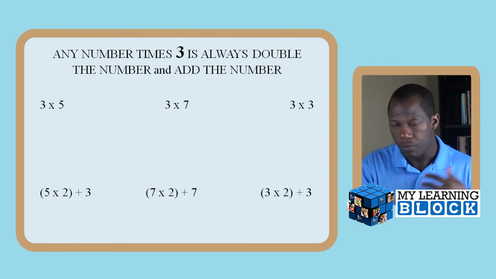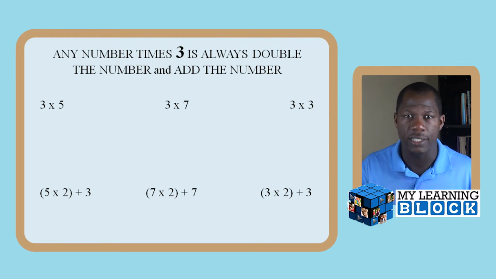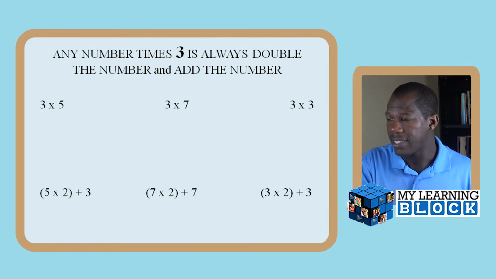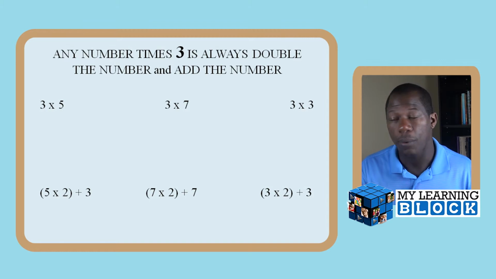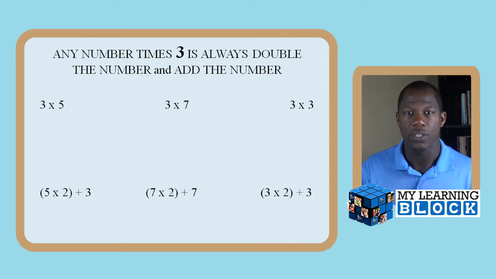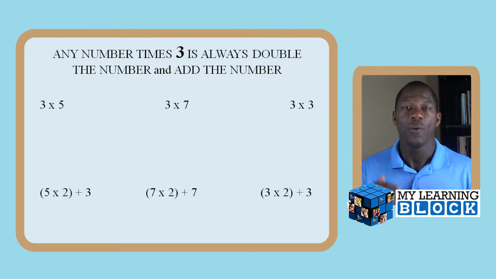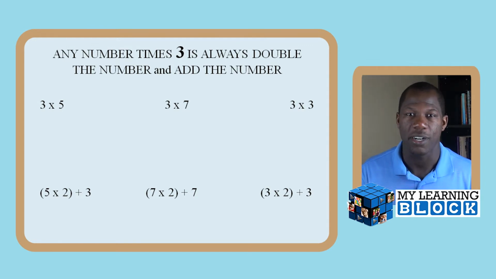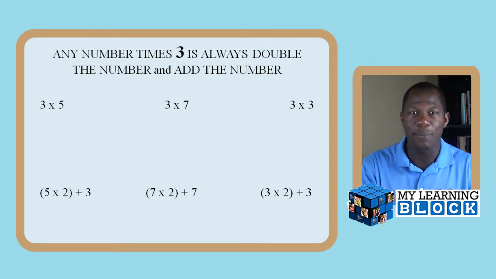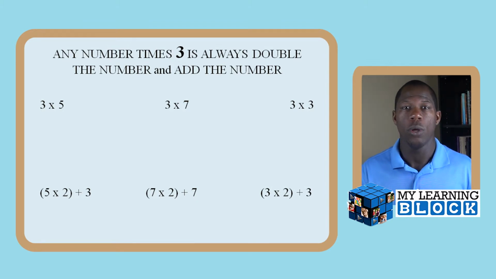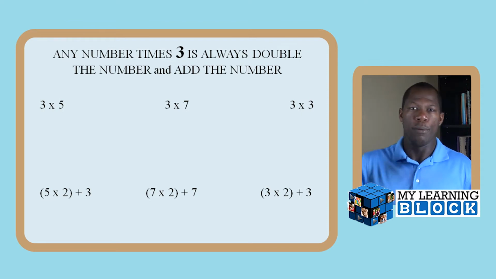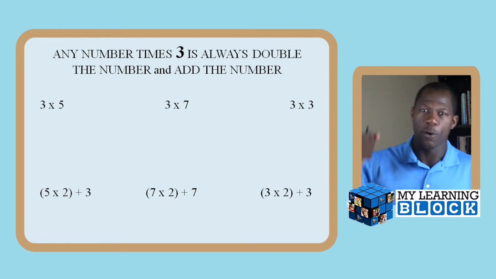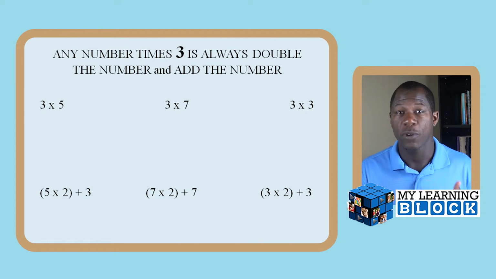All right, so how do you teach the strategy of multiples of 3? Well, it's as simple as doubling the number and adding the number, right? So any number times 3 is always double the number and add the number. Double the number and add the number. And in my class, we sort of march this part. And no, it's not to memorize. It's just because it's something fun to do. When we're multiplying by 3s, we double the number and add the number. And so that's pretty much what you're going to do.